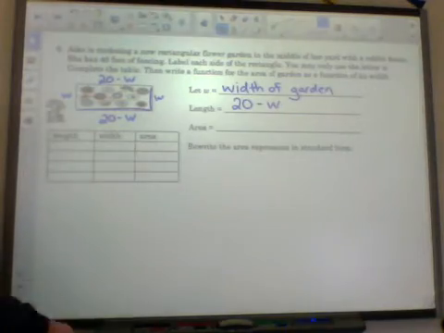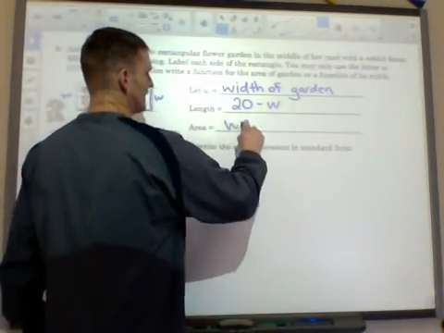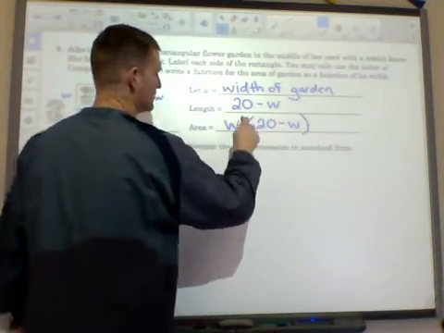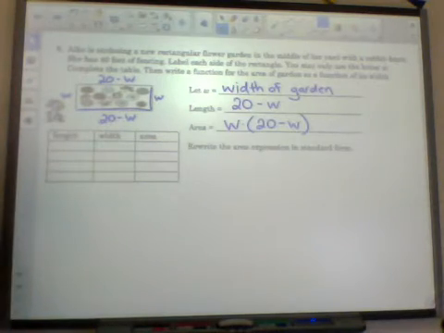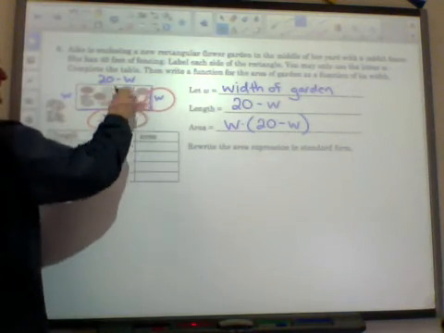What's the area going to be? It's going to be the product of, multiply width times length. So W times 20 minus W. We've got to multiply those two things together. So you have a W and a 20 minus W, and when we multiply those two together, we get the area of the garden.